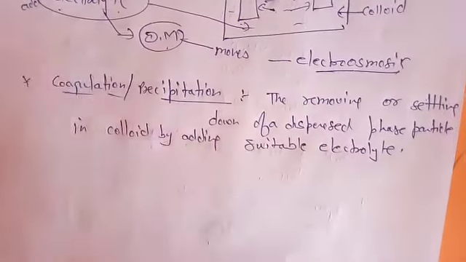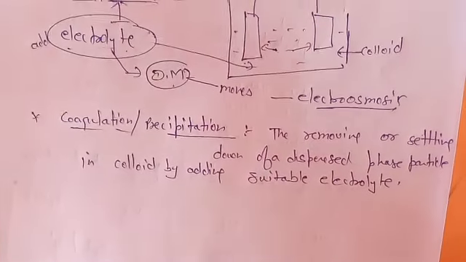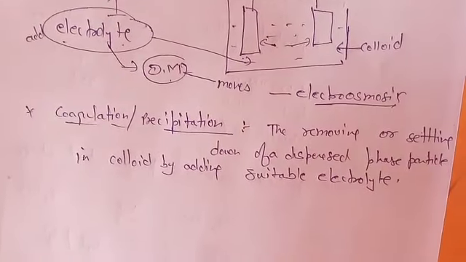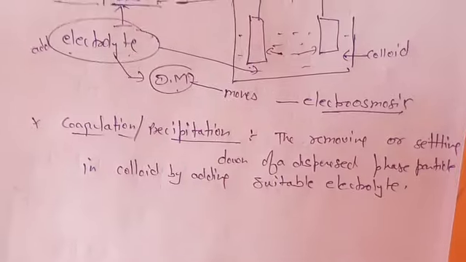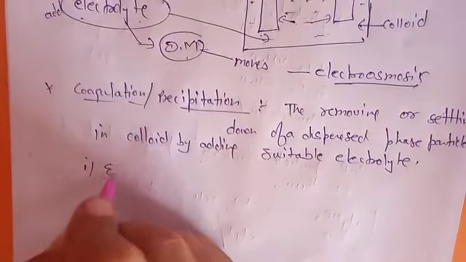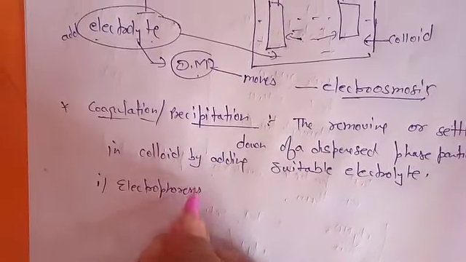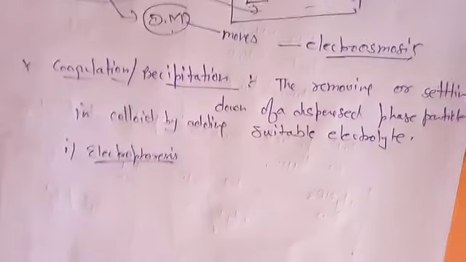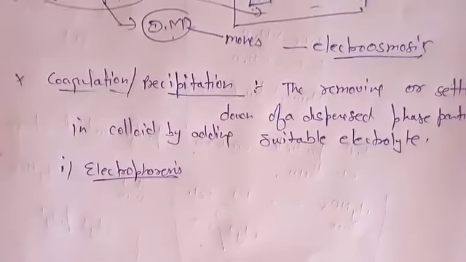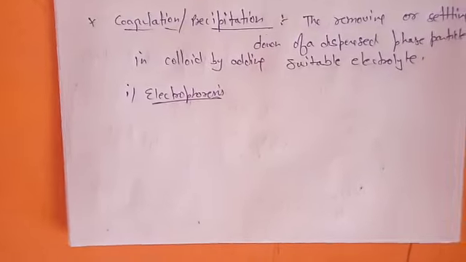Now, how is this coagulation or precipitation carried out? There are many processes by which you can do this. The first one is electrophoresis. You know that they have charge. You just pass the current and the dispersed phase particles start depositing at the oppositely charged electrode. So that's how you can separate them, coagulate them, or form the precipitate. So electrophoresis is one of the methods.